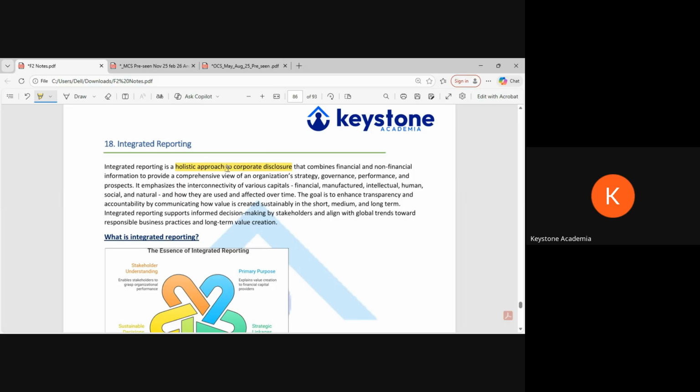So integrated reporting is a holistic approach to corporate disclosure that combines financial and non-financial information to provide a comprehensive view of the organization's strategy, governance, performance, and prospects. It emphasizes the interconnectivity of various capitals. This is very important. We'll see this: financial, manufacturing, human, social, and natural. We'll see this in detail, and how they are used to affect value over time.